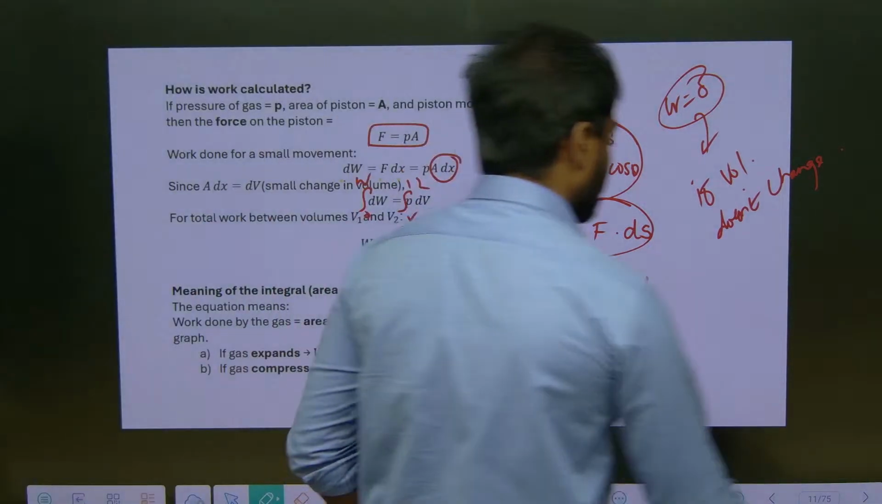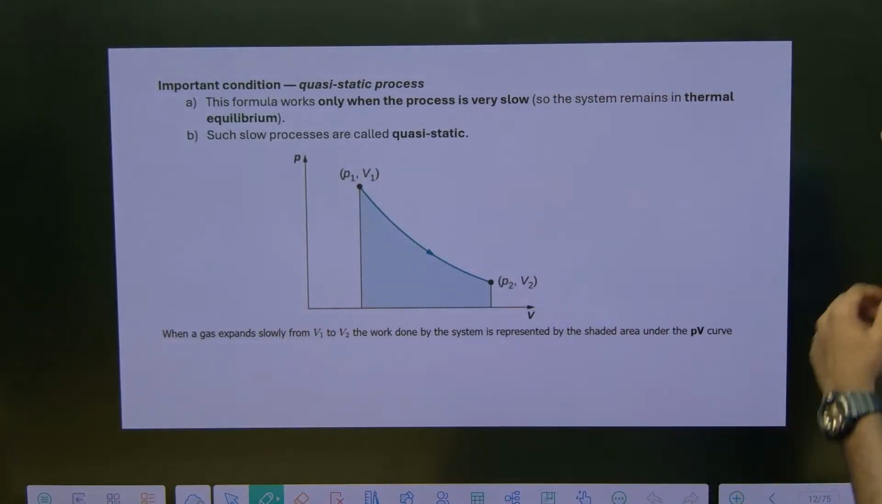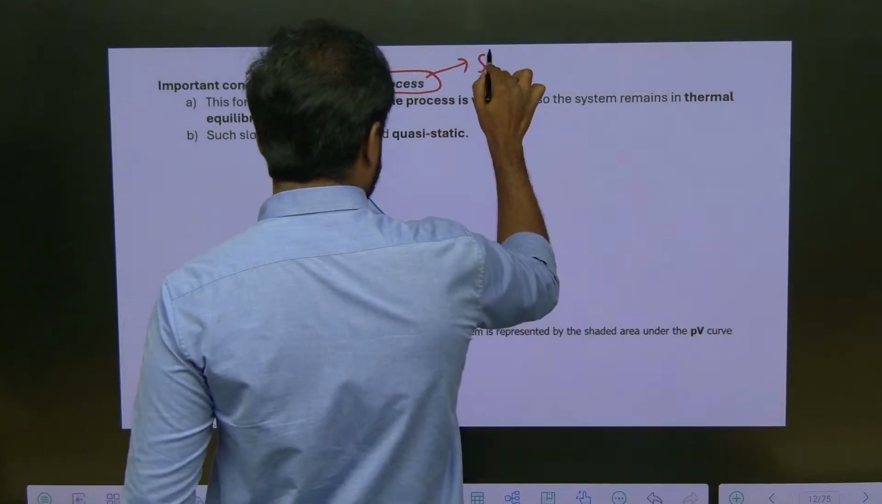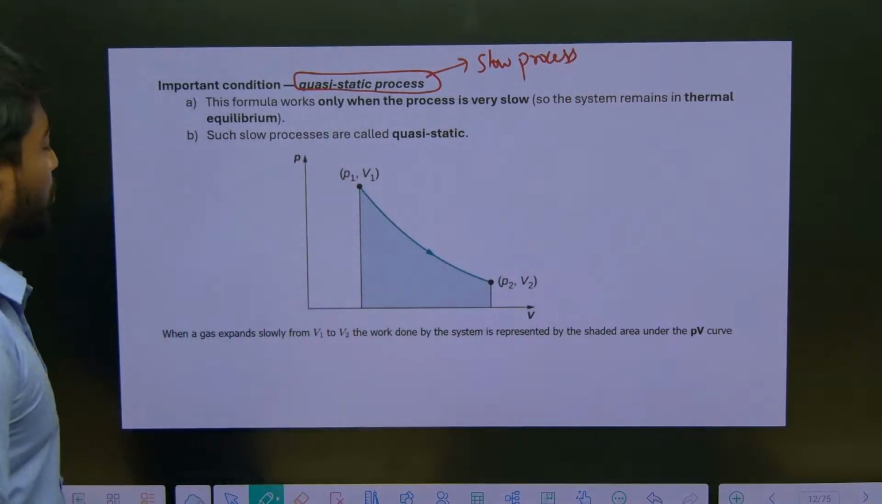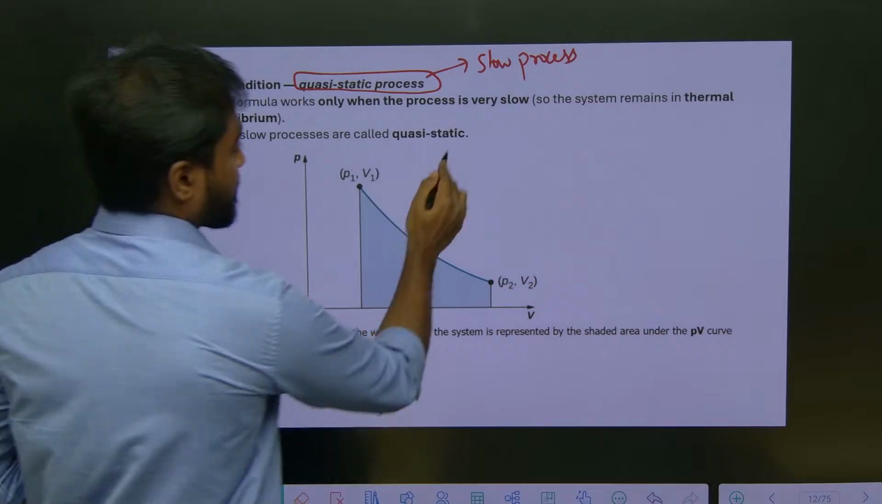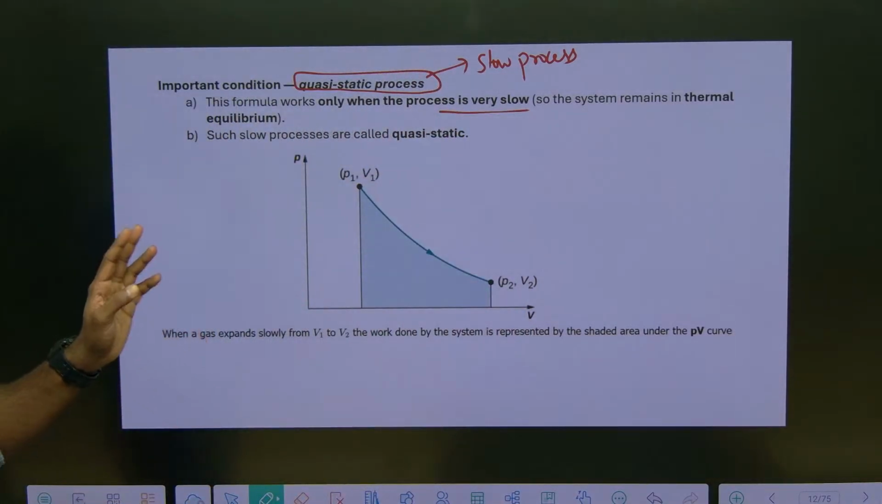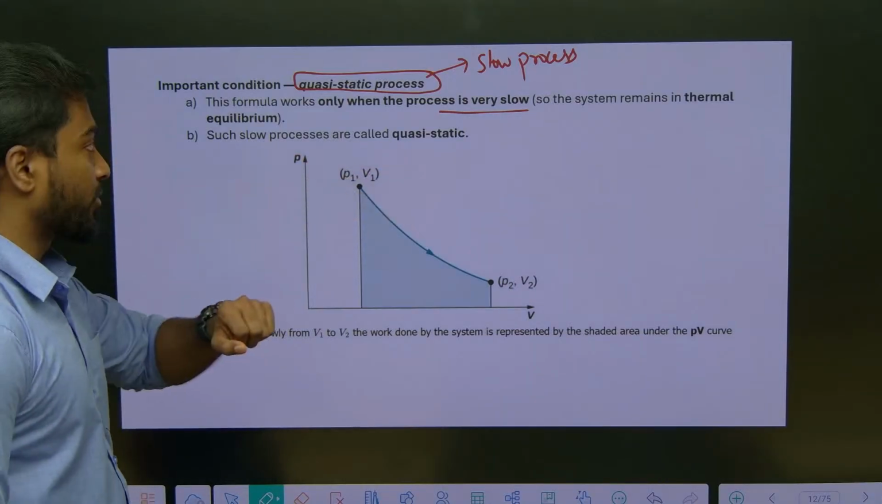Okay, done. So if we talk about an important condition like a quasi-static process, quasi-static is nothing but a slow process, we can say. This formula works only when the process is very slow, so the system remains in thermal equilibrium. Such a slow process is called a quasi-static process.